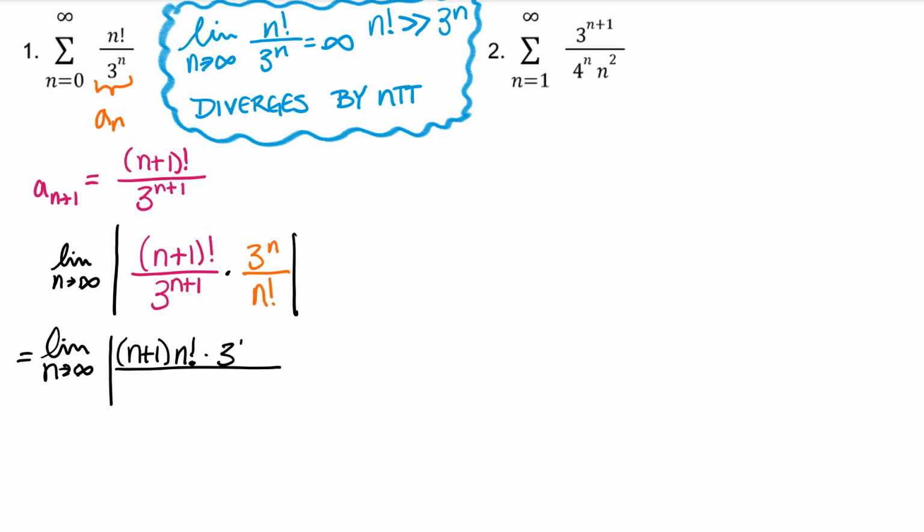I'm also multiplying by 3 to the n in the numerator. In the denominator, I can separate 3 to the n plus 1 as 3 to the n times 3 to the 1. This is also being multiplied by n factorial. Let's reduce.